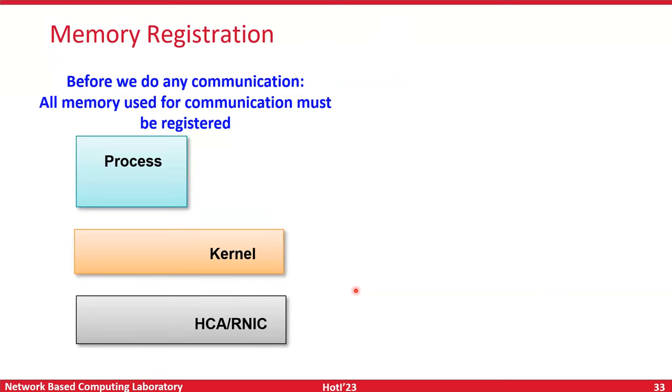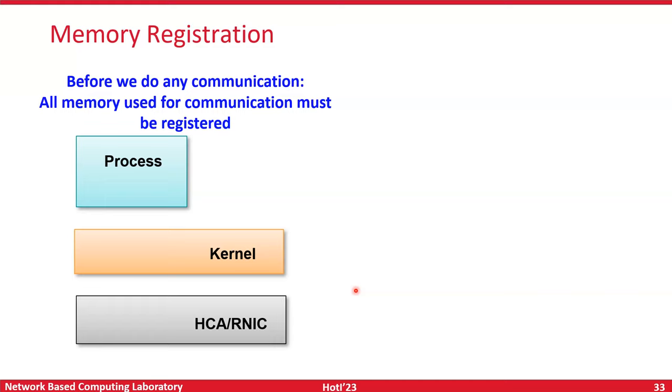So any of these modern adapters have something called memory registration. Before we do any communication, all memories used for communication must be registered. What does that mean? These days, any program runs on the virtual address space, not on the physical address space. But when we talk about network, memory, DMA, all these things are on physical address space.